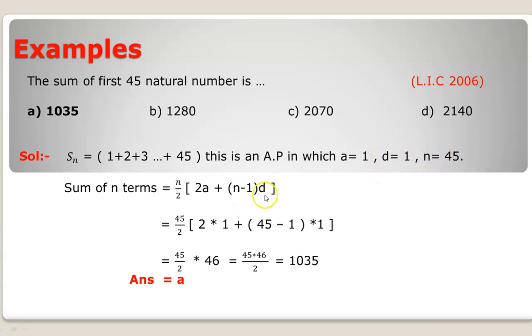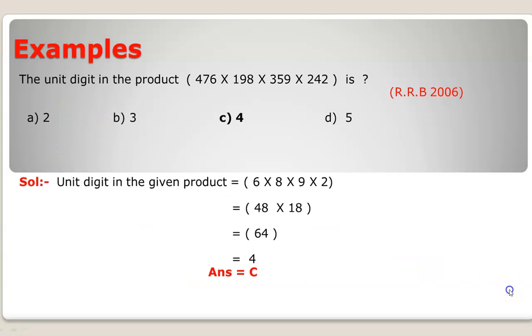Put all these values in this formula, that is equal to n is 45 divided by 2 in bracket 2 into a is 1 plus n is 45 minus 1 into 1. In the next step, 45 divided by 2 and the bracket calculation is that 2 into 1 is 2 plus 45 minus 1 is 44 into 1. So 44 plus 2 is 46, that is equal to 45 into 46 divided by 2, that is equal to 1035. So option A is correct, 1035.